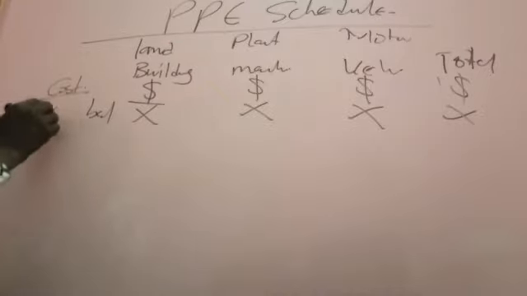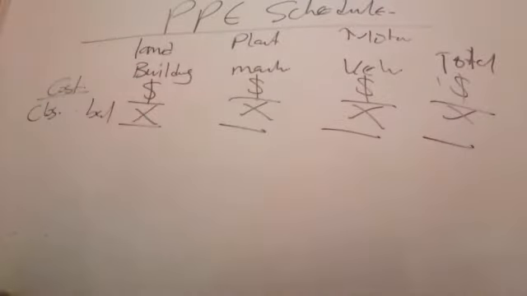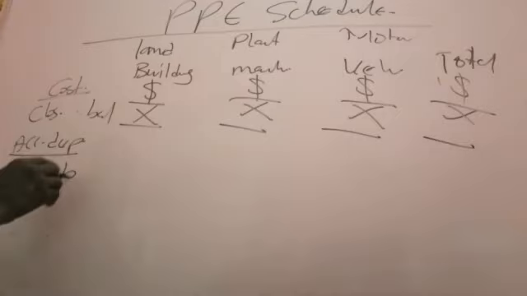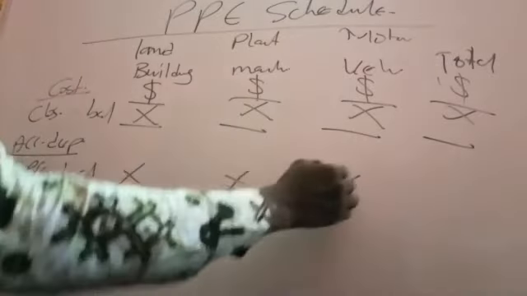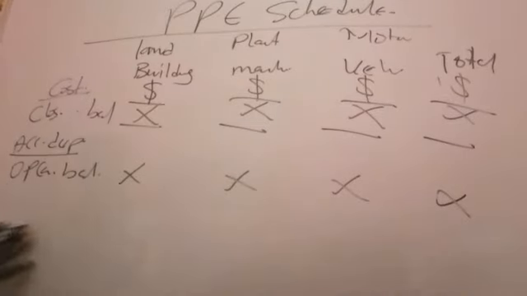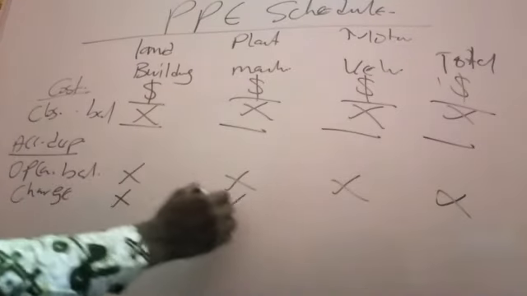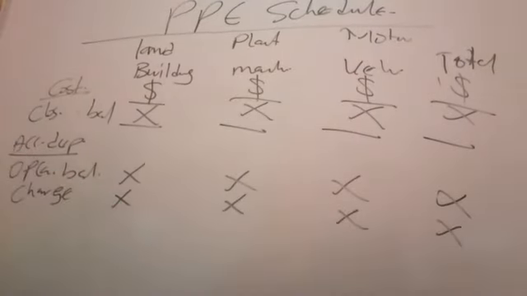I know how we arrive at the closing balance, meaning we added something on top of it. So right from there, you write accumulated depreciation and you underline it. You come down, opening balance. So much, so much, so much, total, so much. Then the charge for the year, the depreciation charge for the year. So much, so much, so much, and then their total.